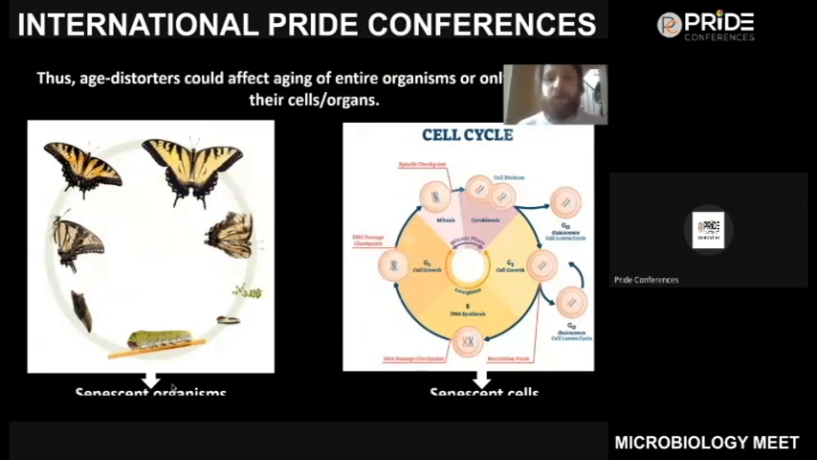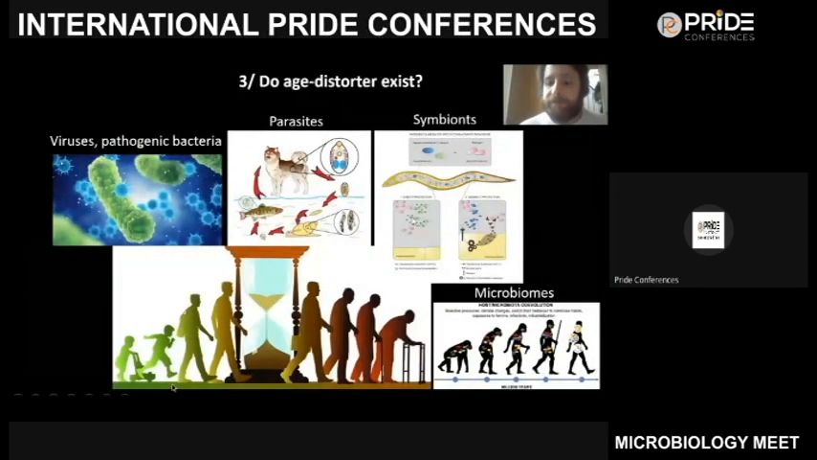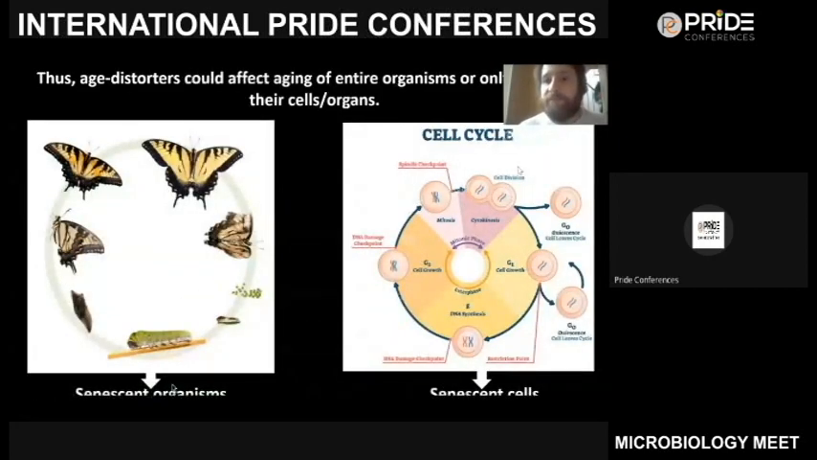So age distorters, I will argue, could affect the aging of the entire organism. So they could basically lead an organism faster or slower through its life cycle. And eventually, if it leads to a faster senescence, we will observe in nature senescent organisms because they are infected by a distorter. Or it could affect part of the organism, in which case, excuse me, it would affect the cell cycle, and it may result in quiescent or senescent cells if, for example, the age distorter needs to replicate inside the senescent cell for its own good.